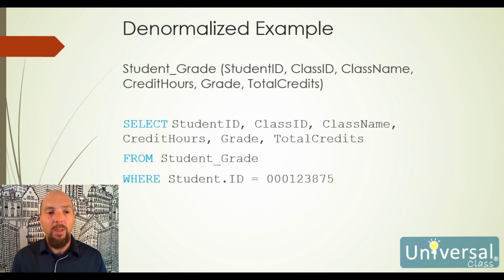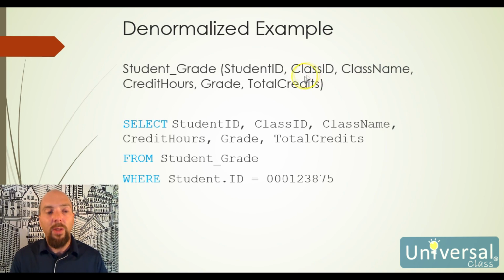Alright, so what happens is in my denormalized version, I have a table that I'm going to call student grade, and this table has the student ID as part of our primary key. It has the class ID as part of our primary key, and then the rest of this stuff is not the key. So now the class name is not dependent on the whole primary key. It's only dependent on part of it, so it doesn't match third normal form.